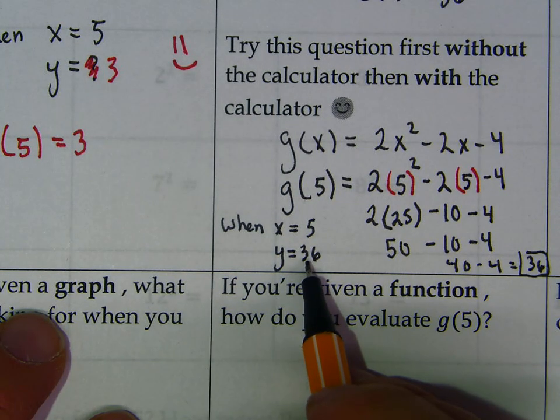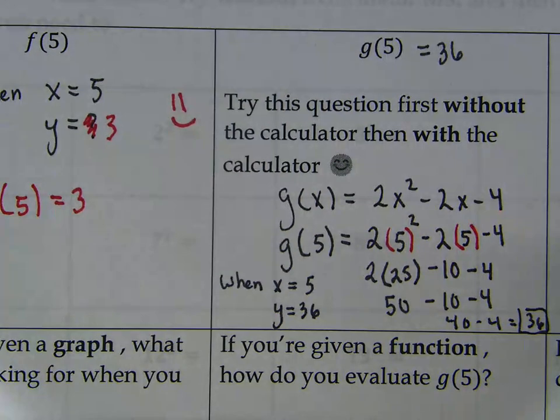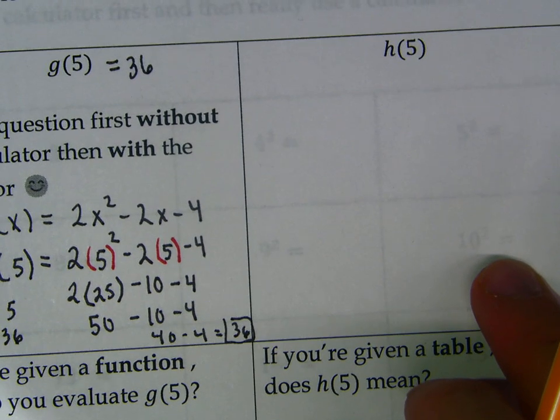When x equals 5, y equals 36. All right, or you could say g of 5 is 36. Let's take a look over here.